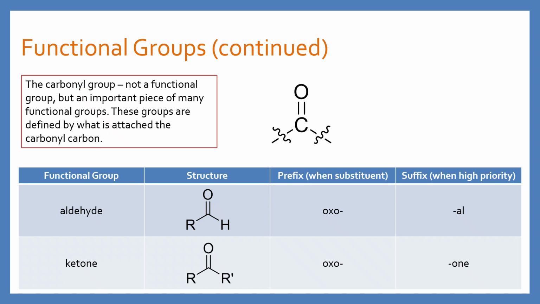Now, these bonds off to the side with the wiggly lines are indicating that it doesn't really matter what that carbon is attached to. This is still a carbonyl group no matter what it's attached to.